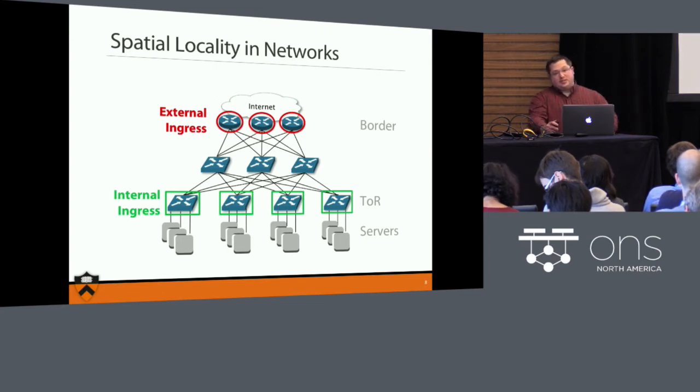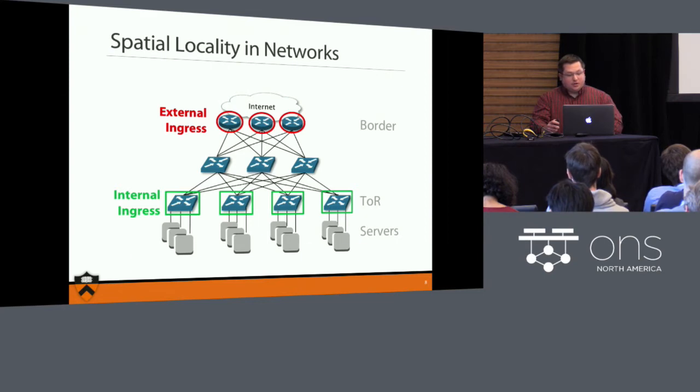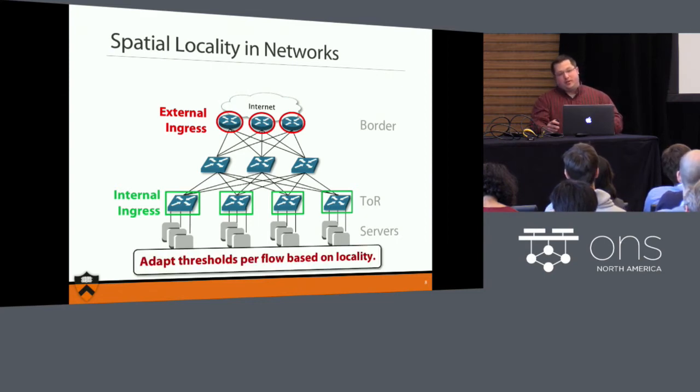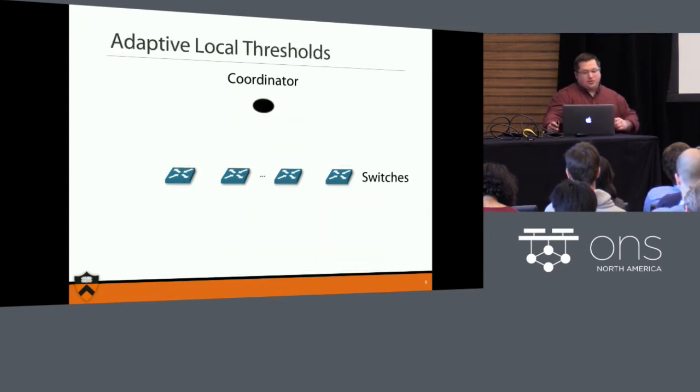And the precise distribution of flows across these ingress points can change over time, but often at much longer timescales than the intervals at which we like to perform heavy hitter detection. So if we can adapt the local thresholds for flows at each switch that exhibit locality, we can reduce the coordination overhead without sacrificing accuracy. And so to do this, we modify the CMY approach just a bit. So we adapt the local thresholds to account for this locality.